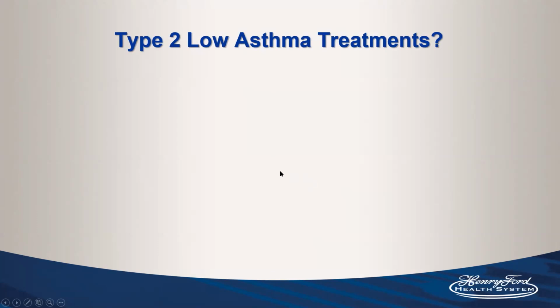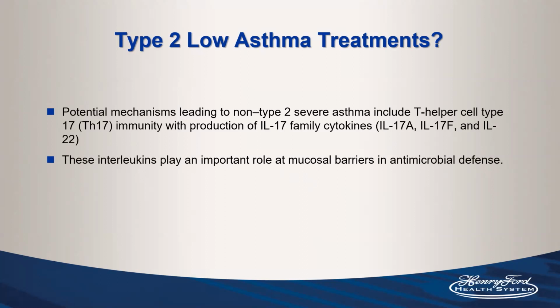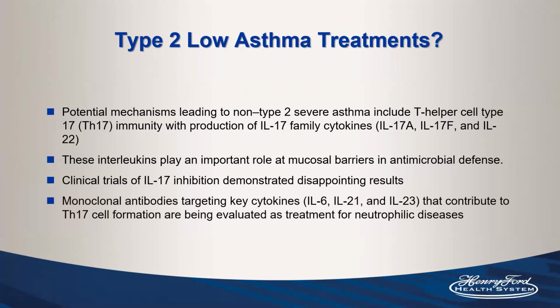So that brings us to the type 2 low or type 1 high asthma treatments, the pretty much neutrophilic predominant inflammation. Many of the anti-IL-17s were studied. So far, according to the studies that I've seen, it's been disappointing. There are basically no changes, but further molecules are being studied.